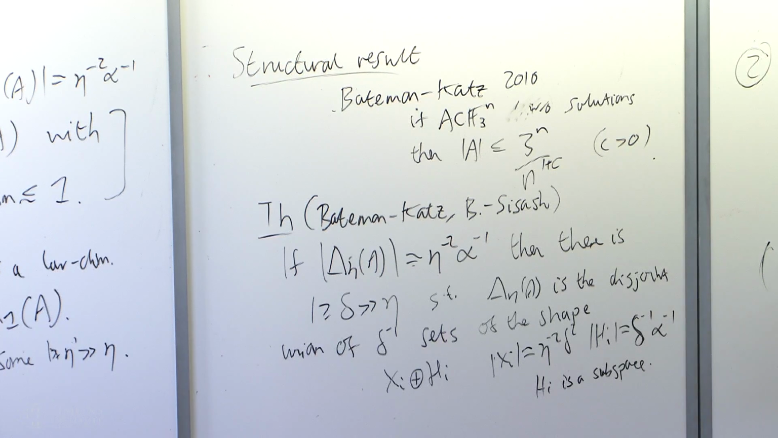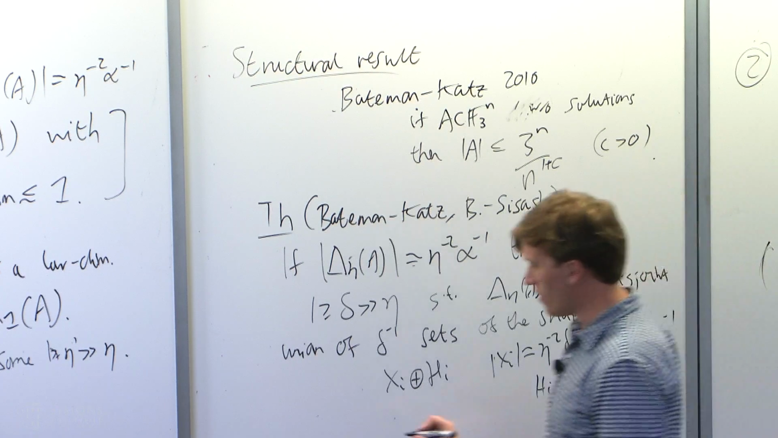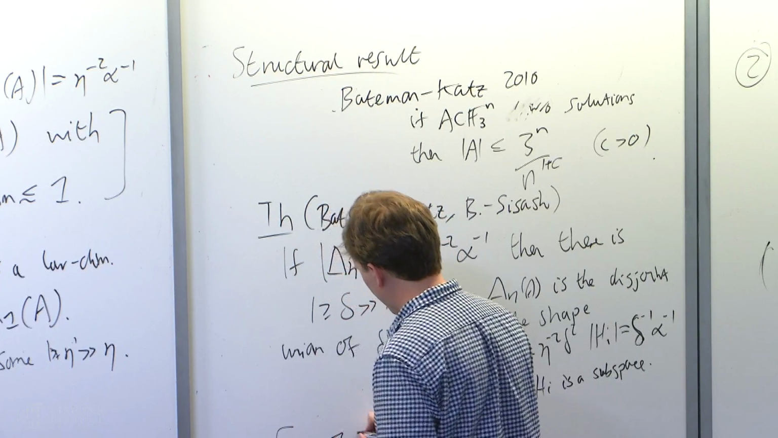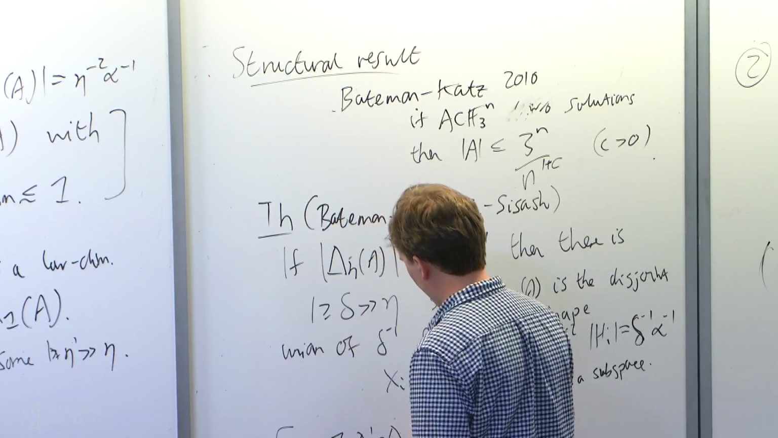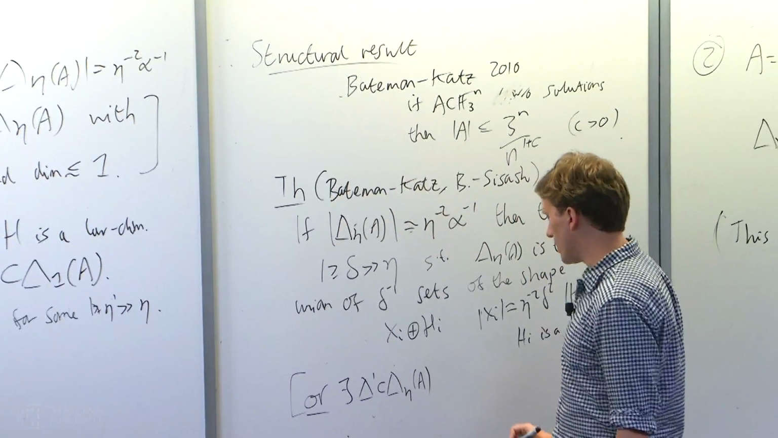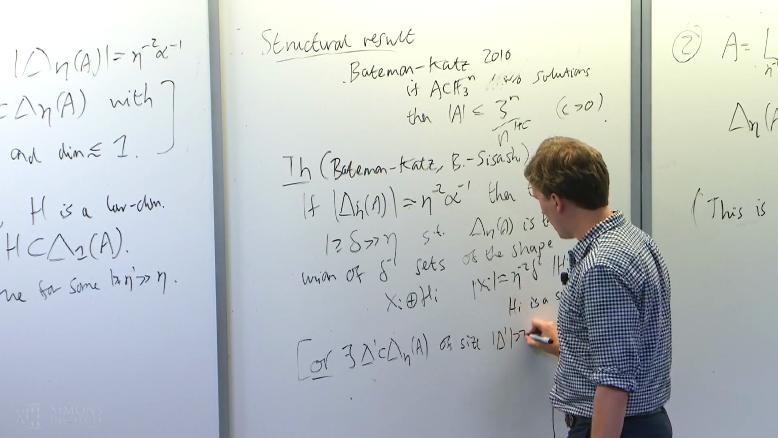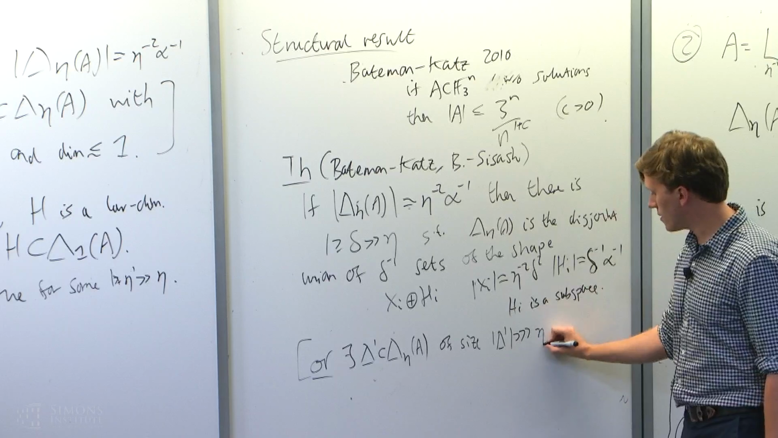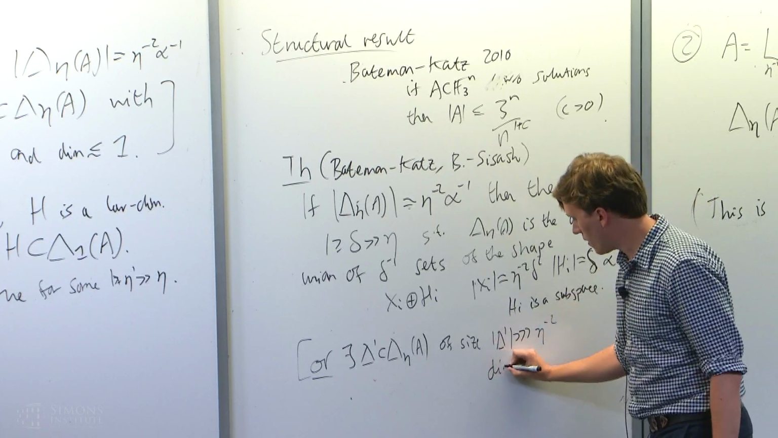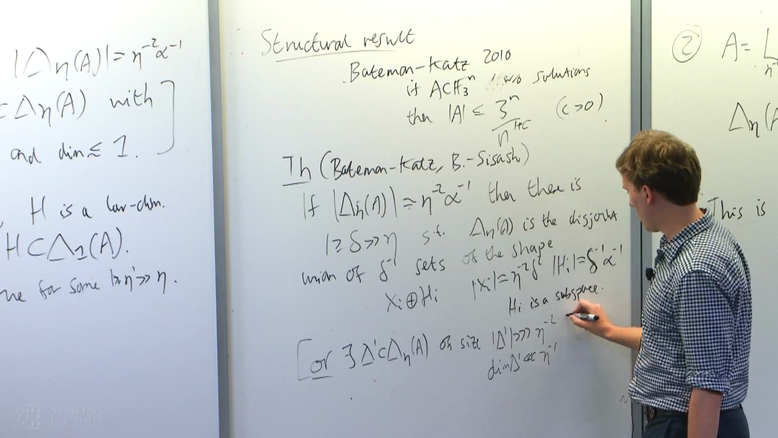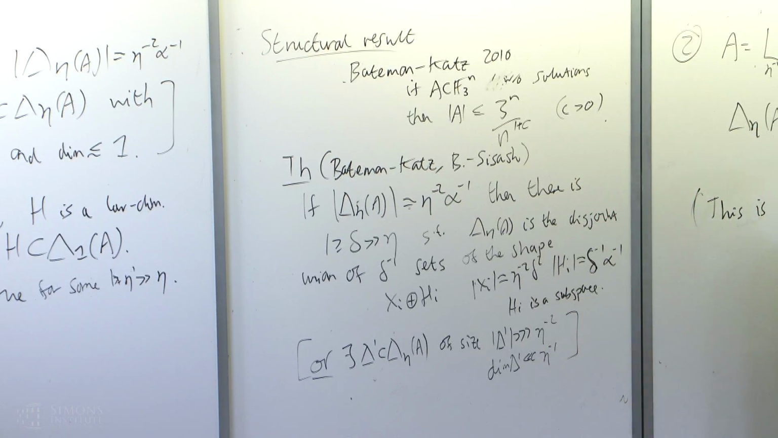So at the moment, we can't actually prove this in as strong a form as we would like. There's this annoying third case, an extra case, where there exists delta prime, a subset of the eta level spectrum, of size, let's say, reasonably bigger than eta to the minus 2, and dimension reasonably smaller than eta to the minus 1.